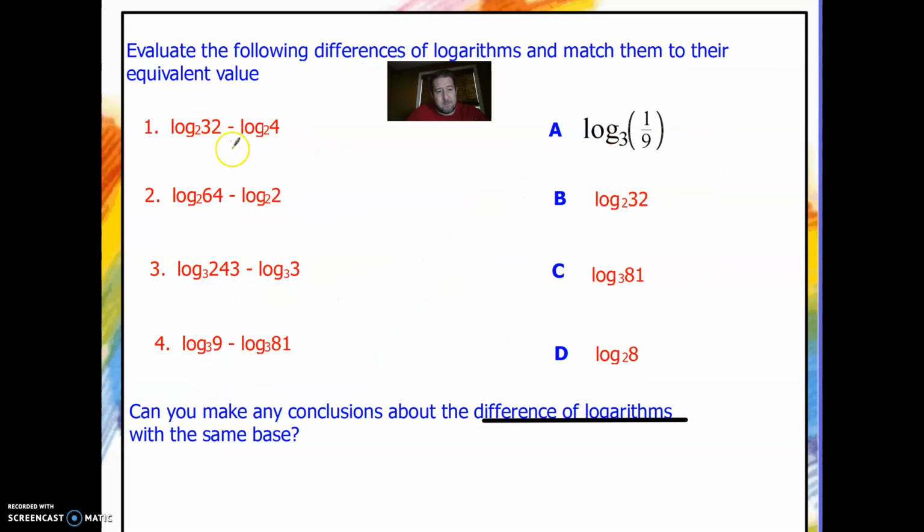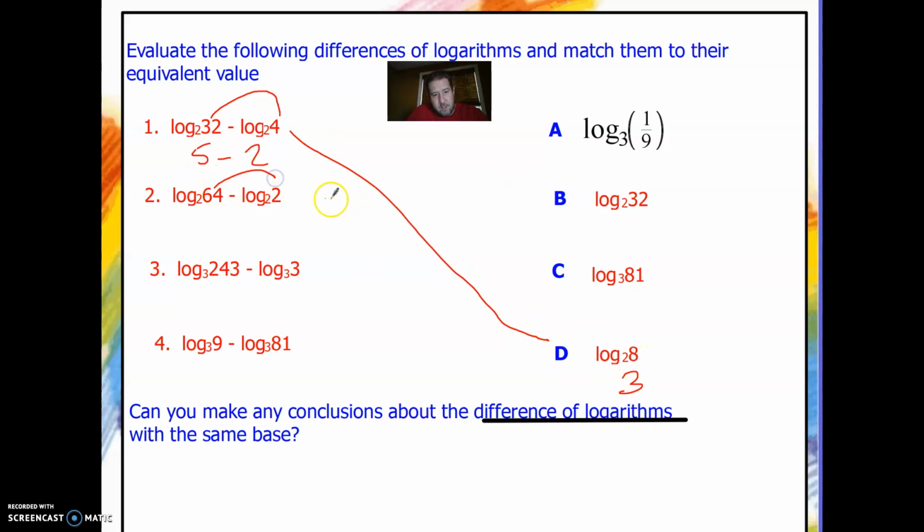Okay, now what if it's subtraction? Well, I'm not going to do it all the way through like I did on the last one, but I am going to show you that whenever it's subtraction, all you have to do is divide the two x's. So 32 divided by 4 is 8. So that should match with this one. And it does, because I can show, so 2, 4, 8, 16, 32. So this is really 5, and this is really 2. 5 minus 2 is 3. And 2 to the third power is 8, so therefore it is a match.